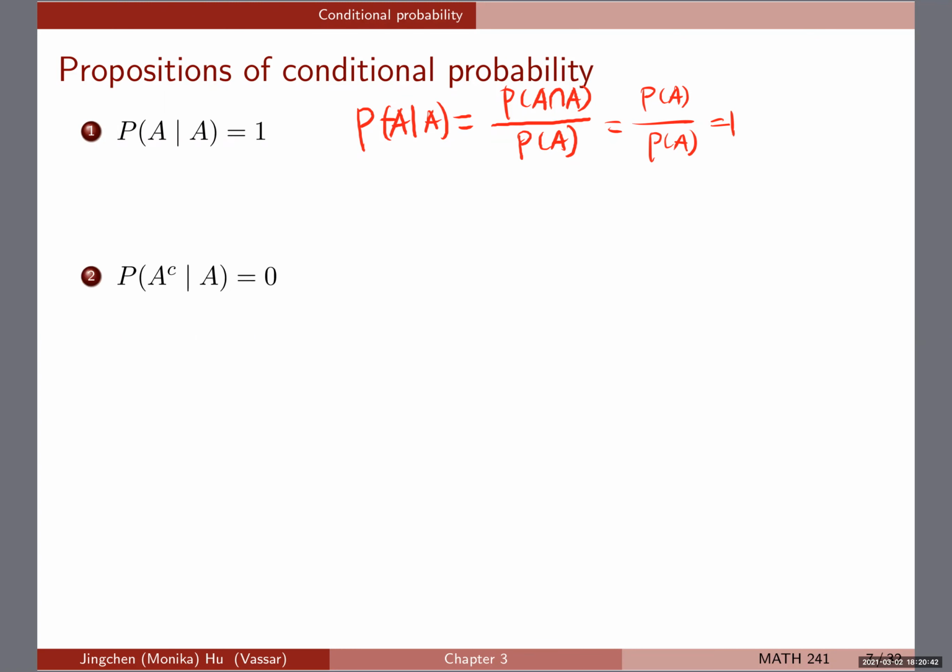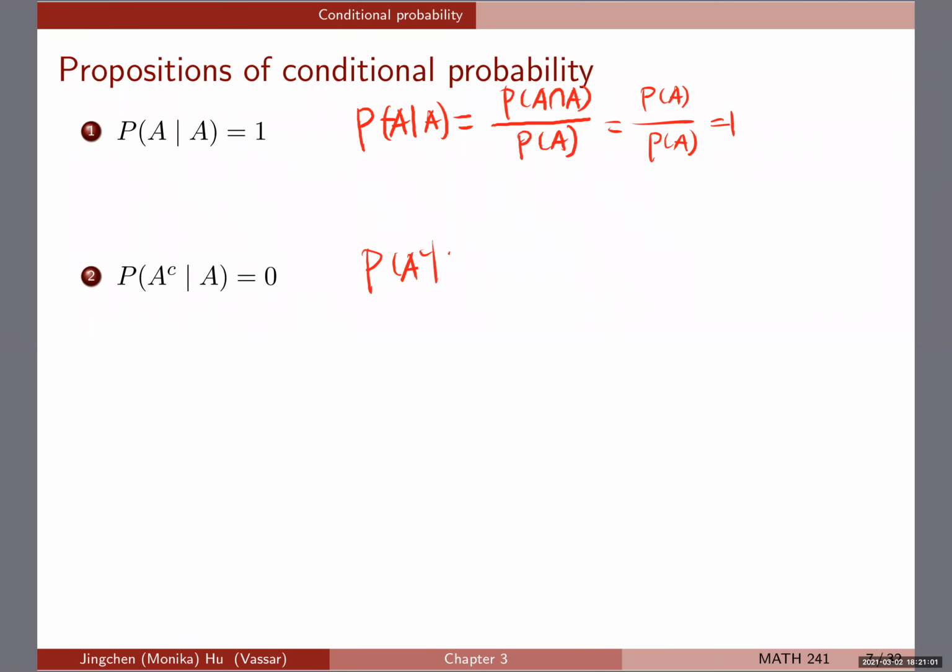The second one is that the conditional probability of A complement given A is 0. Let's talk about it intuitively first. If A happens, then A complement cannot happen. So that's why the conditional probability of A^C given A is going to be 0.